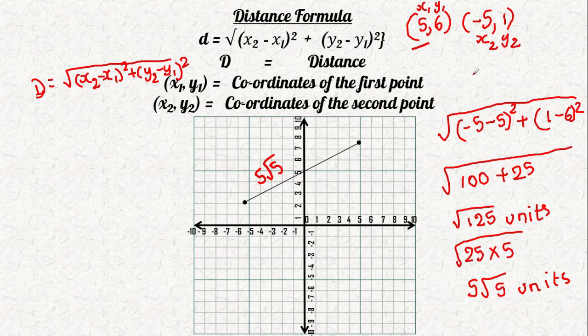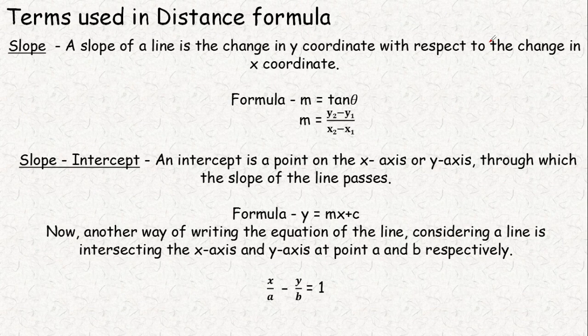When you take it in reverse, taking this as x1 y1 and this as x2 y2, you will get the same answer. While calculating, there will be some difference in the root values, but the final answer you get is 5 root 5. You can also test that by changing the x1 y1 values and x2 y2 values. Now let's see some of the terms used in this distance formula.